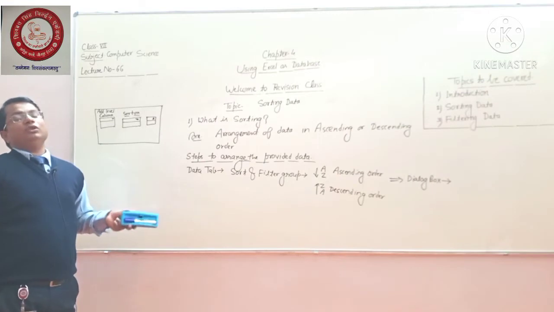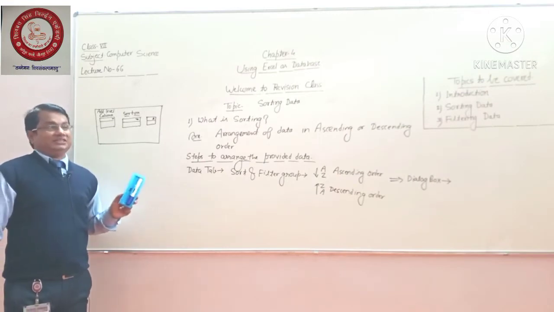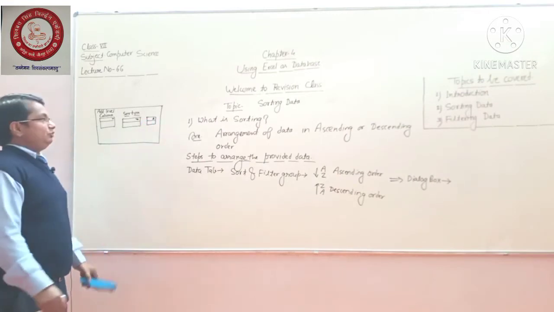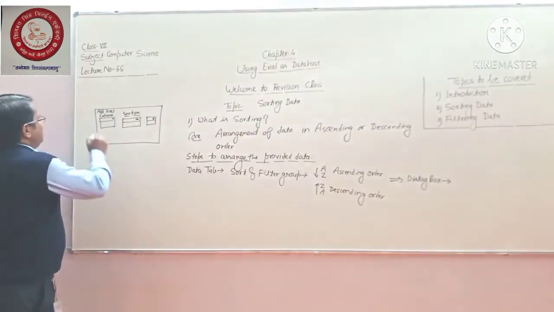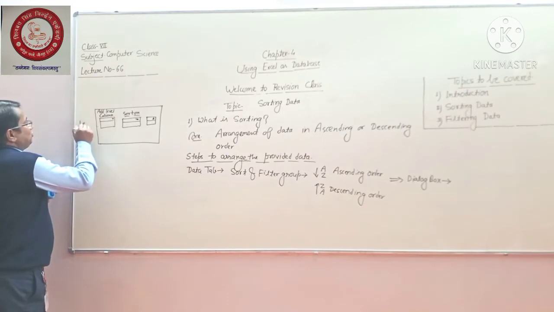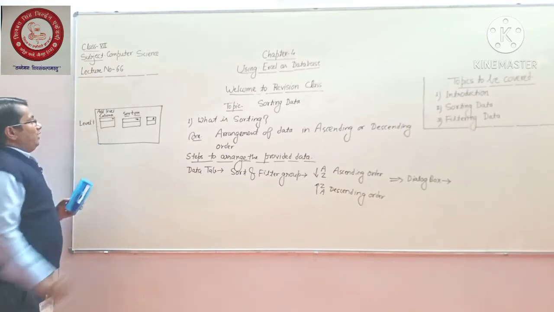And apart from this, you will also have custom sort. Three options are written here, and the last one is custom sort. Right now this is called level number 1.